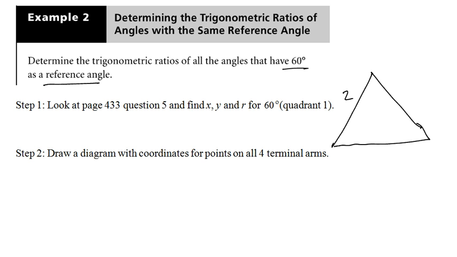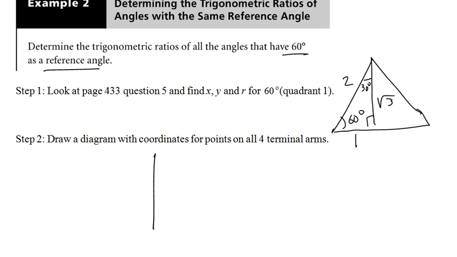Remember, it's an equilateral triangle, all sides 2, which means that all corners are 60 degrees. Then we're going to cut it in half. So that becomes 30 degrees. That becomes 1. And then we used Pythagoras to find out that that was root 3. So here's our diagram. So if this is going to be 60, that's going to go up to root 3 and over to 1, and my radius is going to be 2.